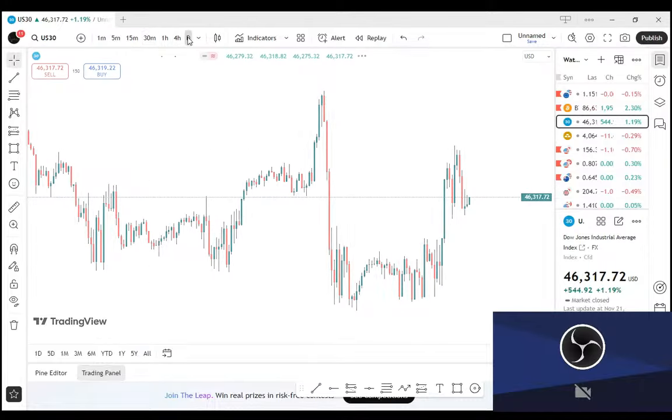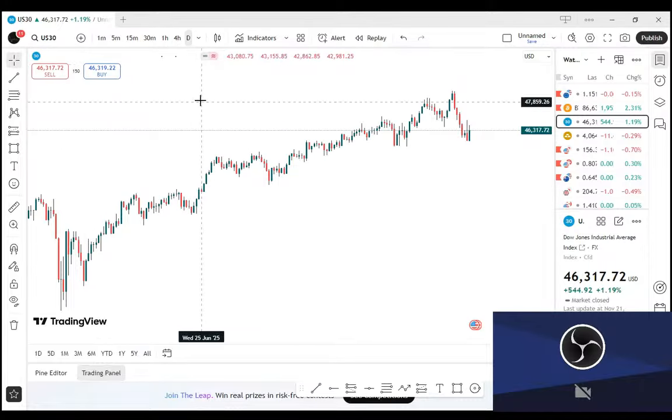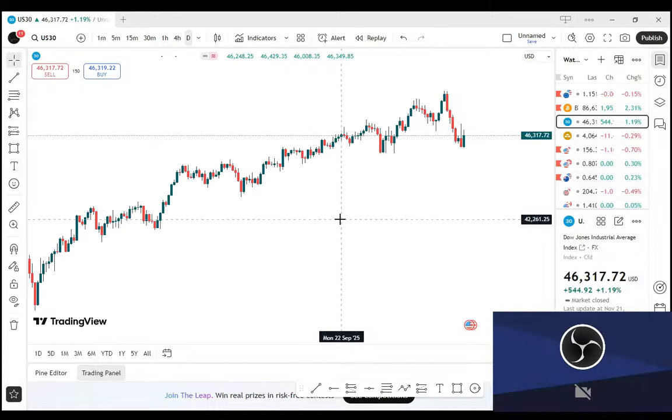Let's go to the daily time frame to see what the market is doing. So this is our daily time frame, US 30. It's currently giving us a bullish move. Give me a minute, I'm coming.